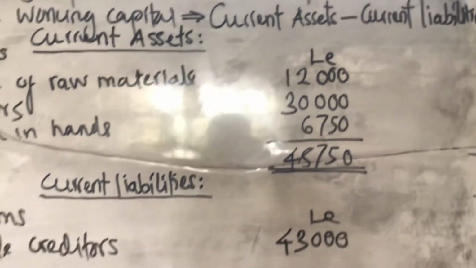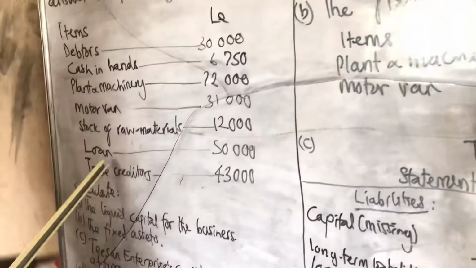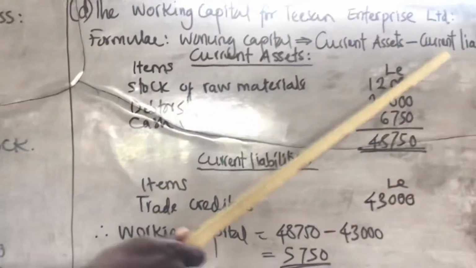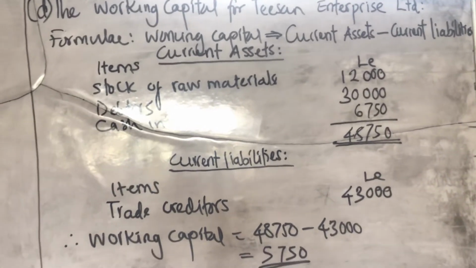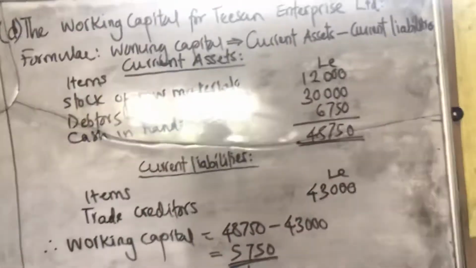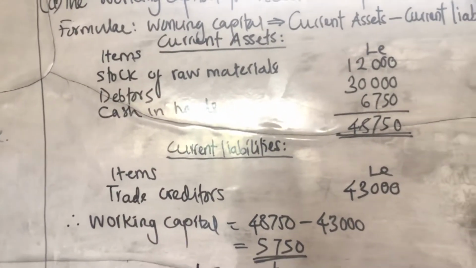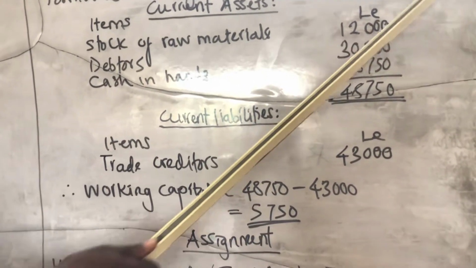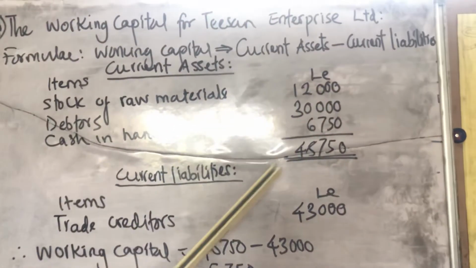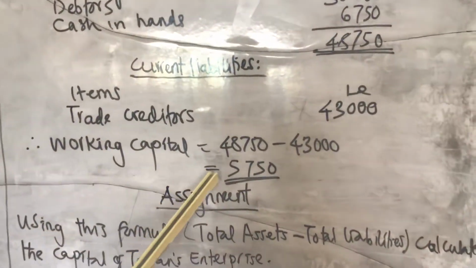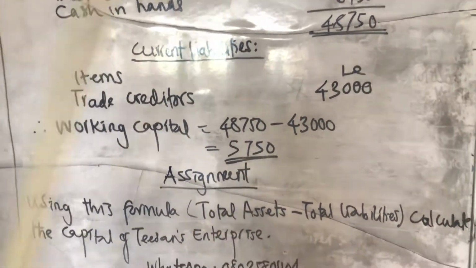The reason why we don't have the loan here is that the loan is classified as a long-term liability. And the formula says current liability, not total liability. So your trade creditor is 43,000. Now you use the formula to arrive at your working capital. Current assets, which is 48,750, minus current liabilities, which is 43,000, gives you 5,750. So that is that.